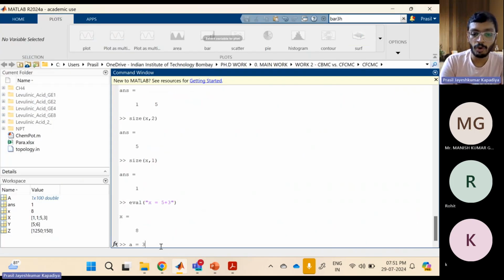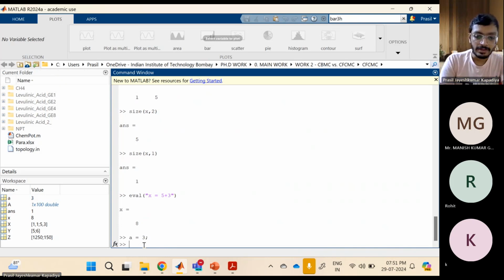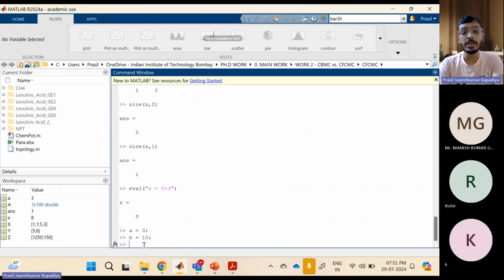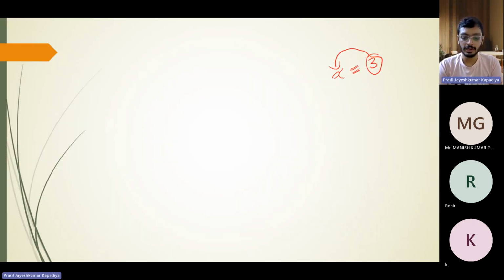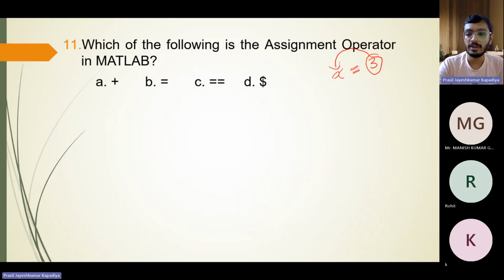A is equal to 3. What does this A equal to 3 mean? The value 3, I am assigning it to A. Let's say B is equal to 10. So the value 10 is assigned to B. So whenever we are assigning some value, we can do it by using the equal to operator.